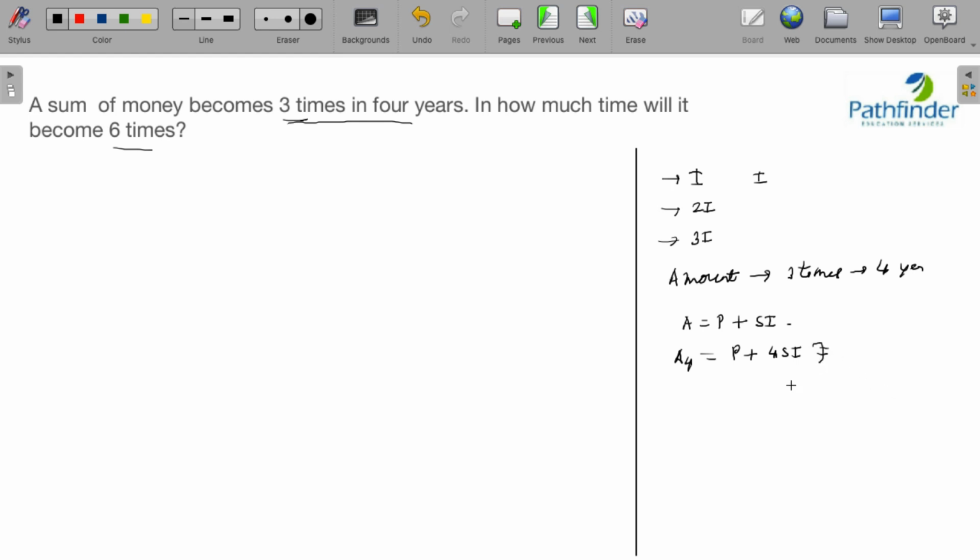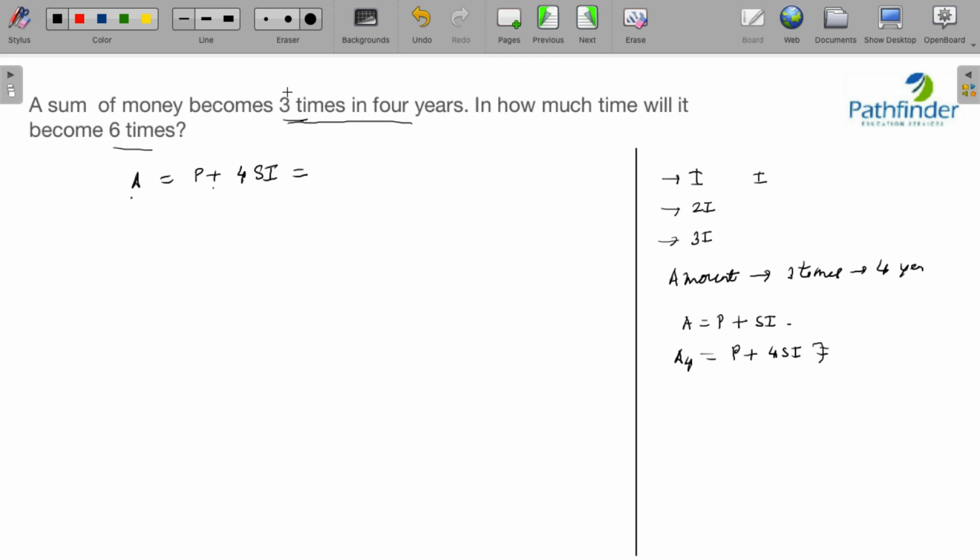So this is something that you need to know. A sum of money becomes 3 times in 4 years. It implies that the amount is 3 times the principal. Why? We know that amount after 4 years will be principal plus the interest earned in 4 years. So the amount will be principal plus 4 times the simple interest earned.